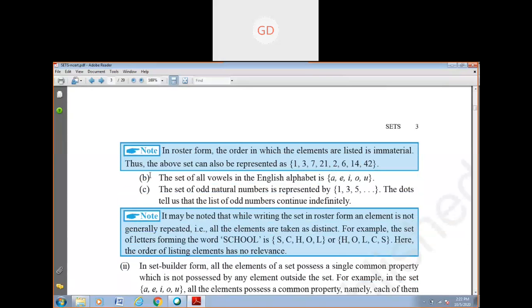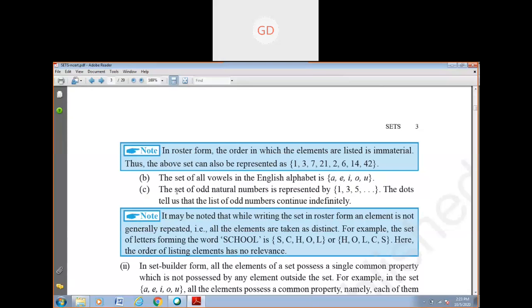Similarly, B is another example, small b. You can see on the screen, B, the set of all vowels in the English alphabet. So it is already said that the collection of all vowels from the English alphabet is a set. To express it, we have to write like this: within the second bracket, just write the vowels, distinguishing them by commas. So a, e, i, o, u. This is the representation in tabular form.